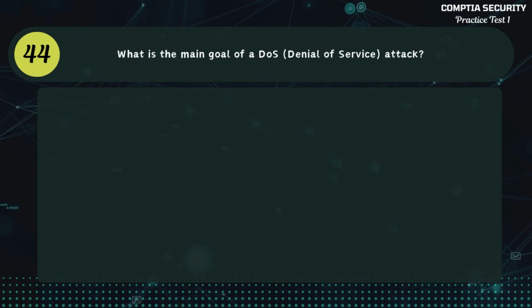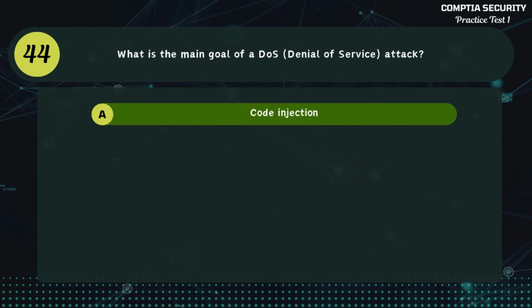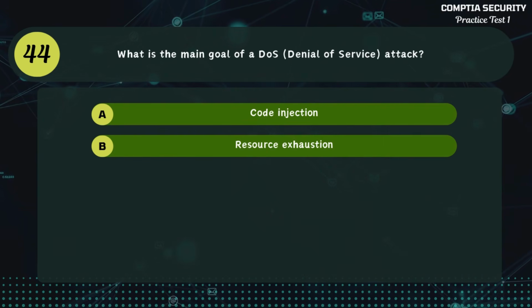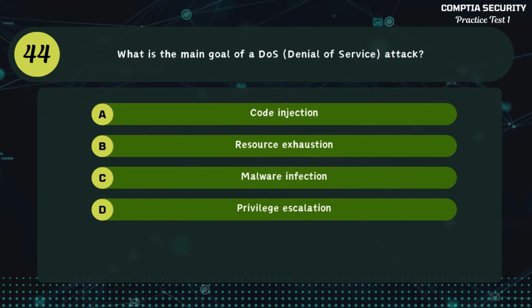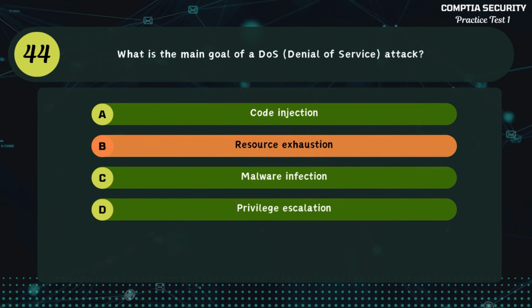Question 44. What is the main goal of a denial of service attack? A. Code injection. B. Resource exhaustion. C. Malware infection. D. Privilege escalation. Correct answer B. Resource exhaustion.